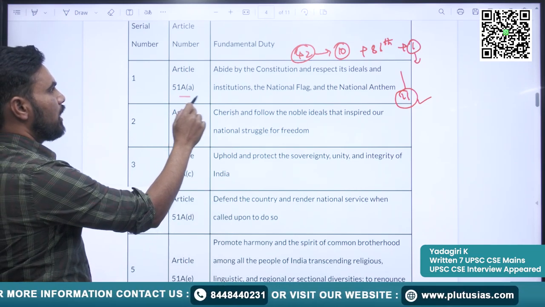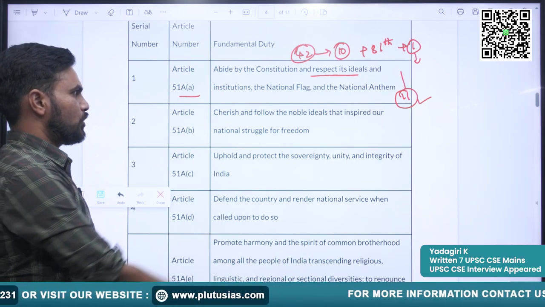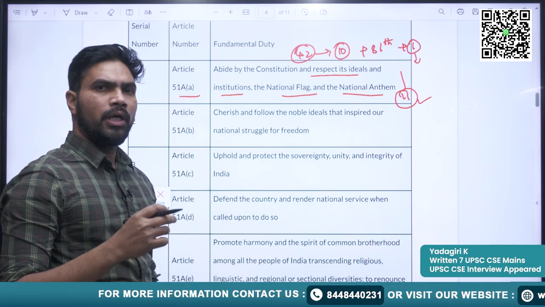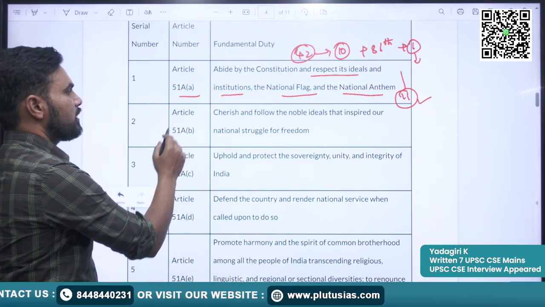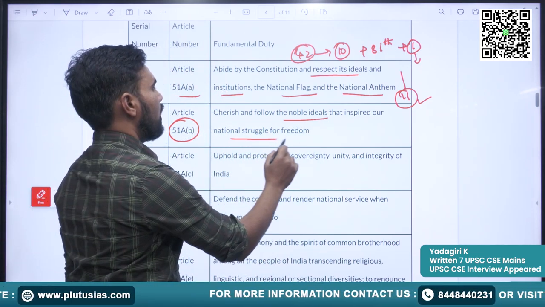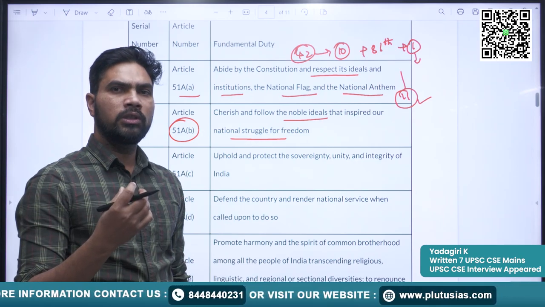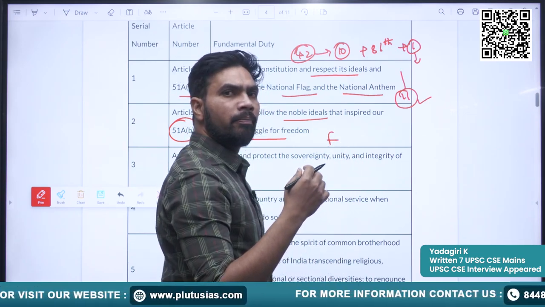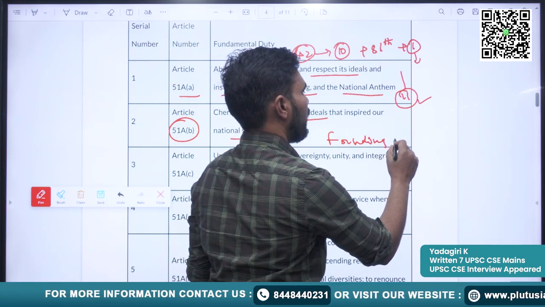Right. The first duty is Article 51A, subclause A: abide by the Constitution and respect its ideals and institutions, the national flag and national anthem. So this duty is about respecting the symbols of the nation. The second one is 51A, subclause B: cherish and follow the noble ideals that inspired our national struggle for freedom. So this is to respect and idealize the vision of the founding fathers of the nation.